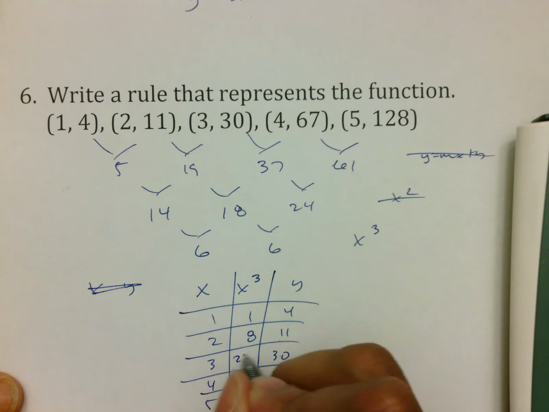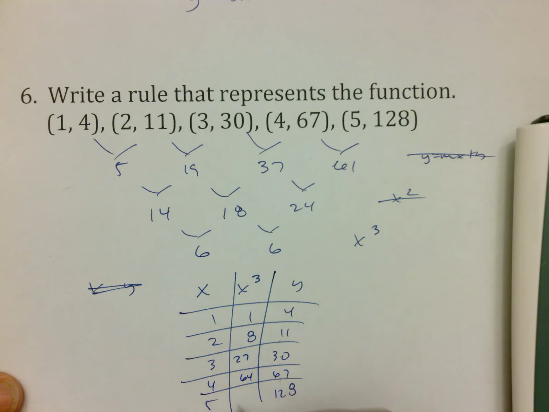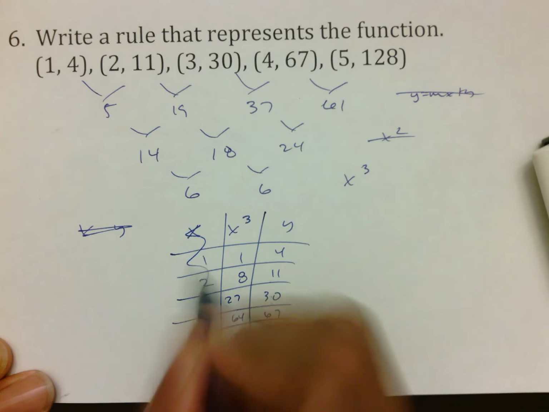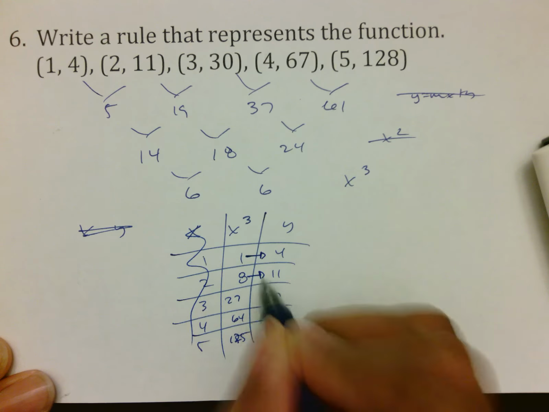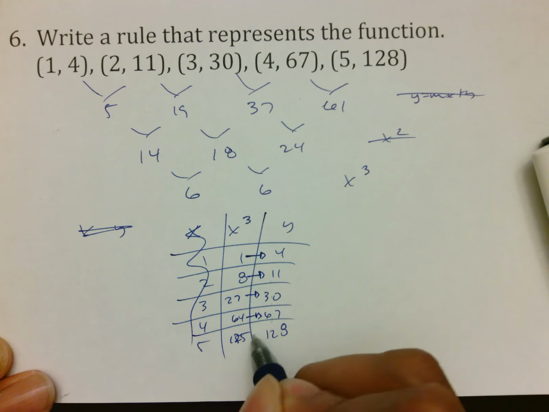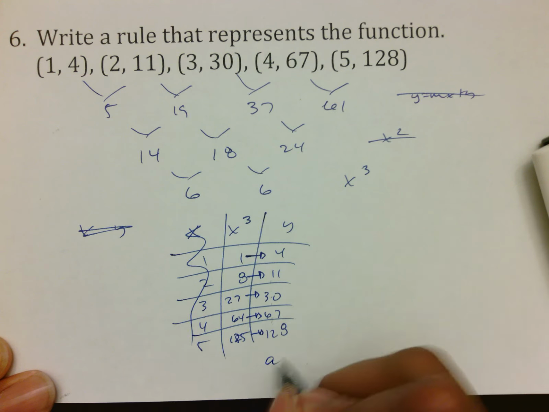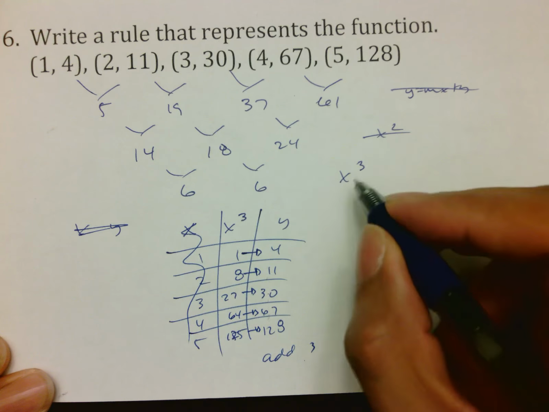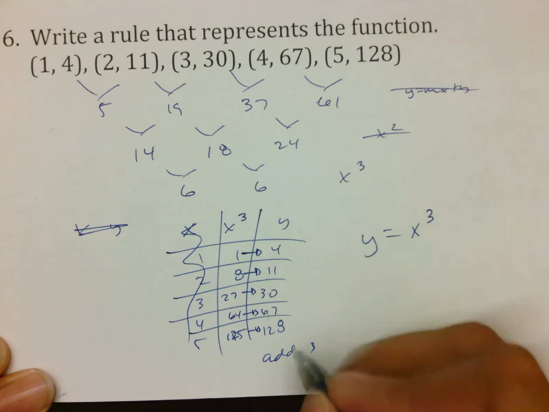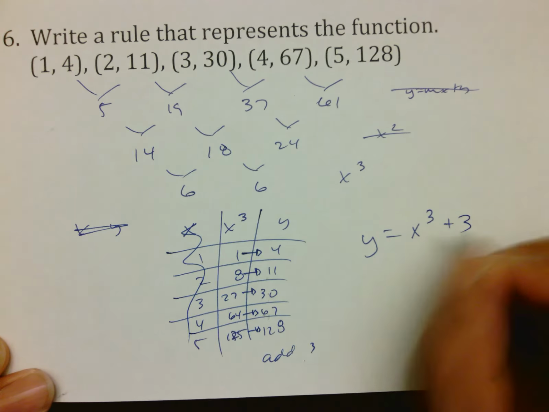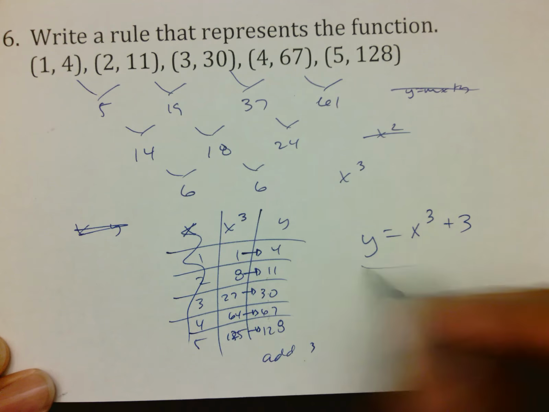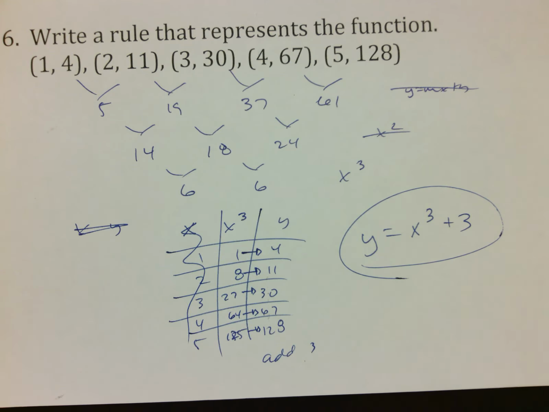We found out 3 to the third is 27, 4 to the third is 64, 5 to the third is 125, and again, once you make the proper table, you don't need this anymore. You're asking yourself how you get from column 2 to column 3, which we should be able to see is to add 3, and so you write your rule as y equals whatever your base is, which is x to the third, adding 3. Again, you're taking whatever is in x to the third, adding 3 to it to get y. That would be the rule that you end up with.